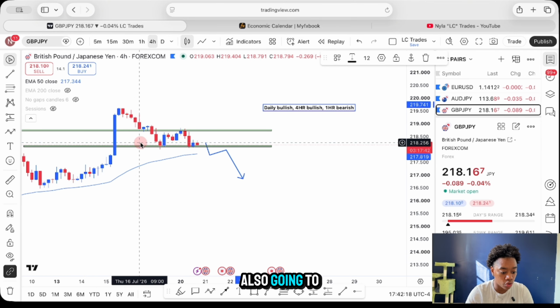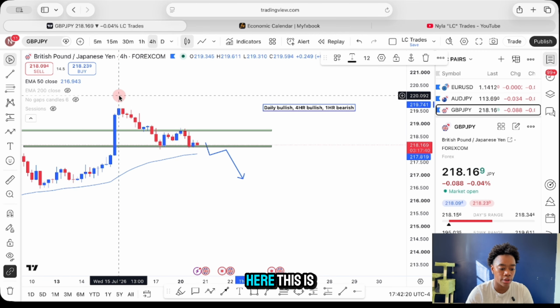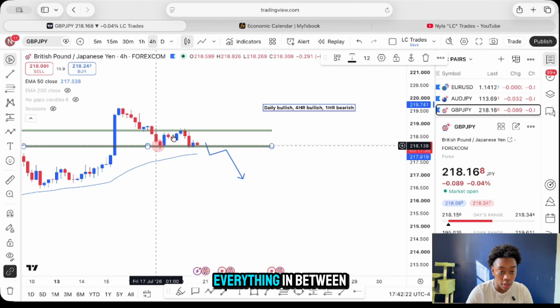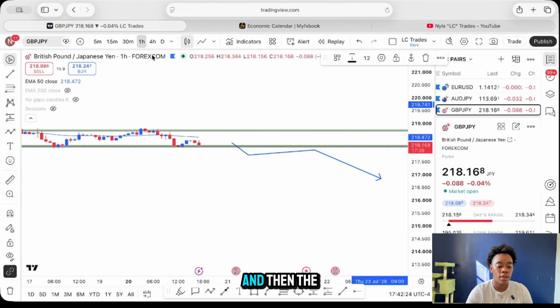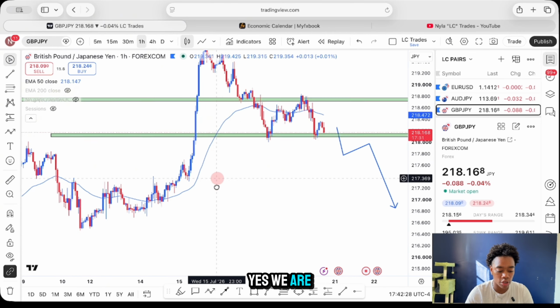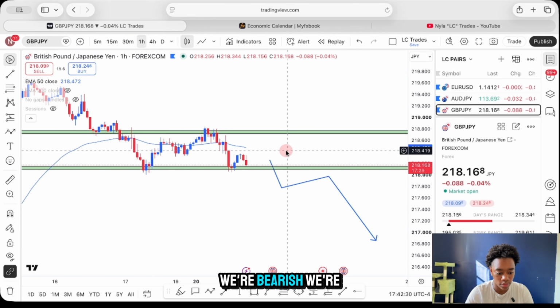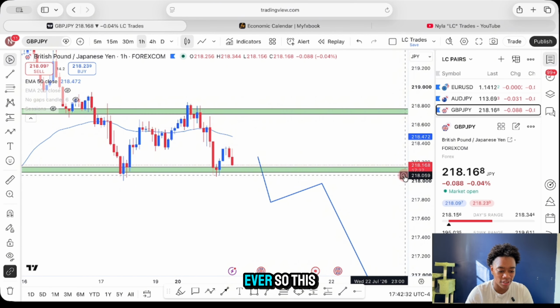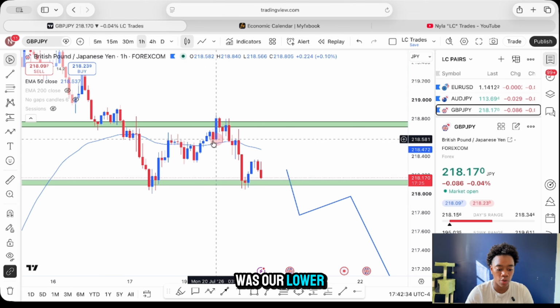The 4 hour is also going to be bullish. This is our higher low right here. This is our higher high. Everything in between is market structure. And then the 1 hour is going to be, yes, we are still bullish. No, we're bearish. We're bearish as ever. So this was our lower high, our higher low right here. This is our higher high.